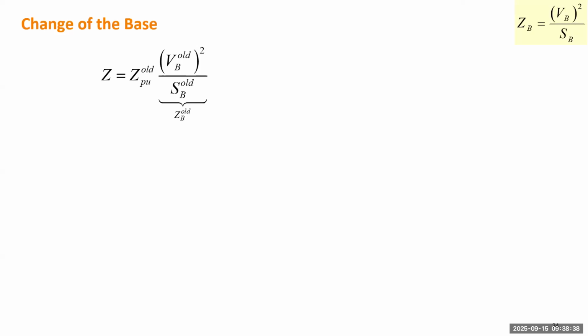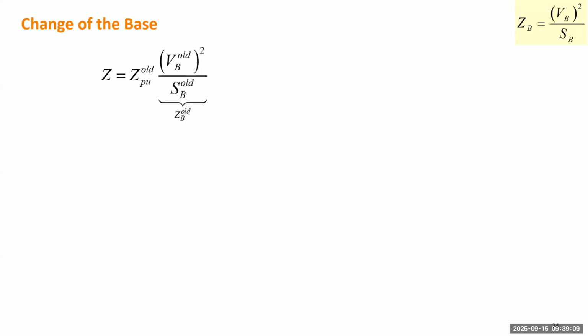Next we want to talk about the change of the base. As I said, the base can be the rated value for the equipment. For example, I have an equipment whose rated power is 1 megawatt. So I may use 1 megawatt as the power base, and the equipment is operated at maybe 15 kV. Then 15 kV will be the voltage base for the line-to-line voltage.